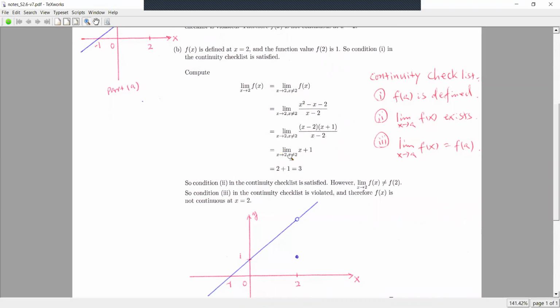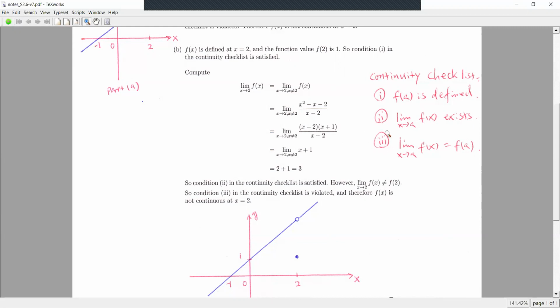Now, to find this limit, use direct substitution. Plug in 2 for x. So the limit is this number, the number 3. Therefore, as x approaches 2, the function approaches 3. Condition 2 is satisfied.